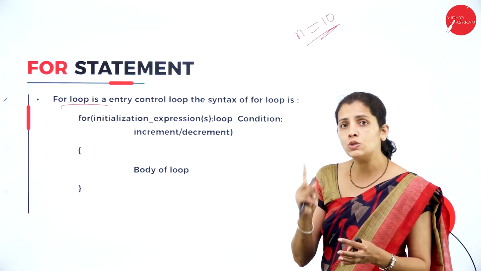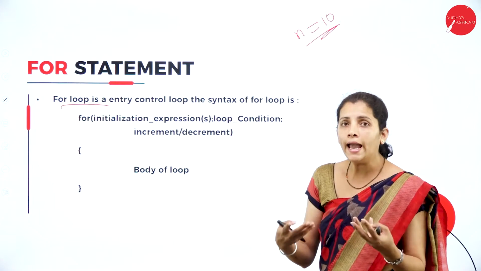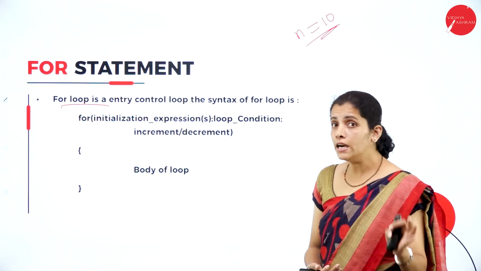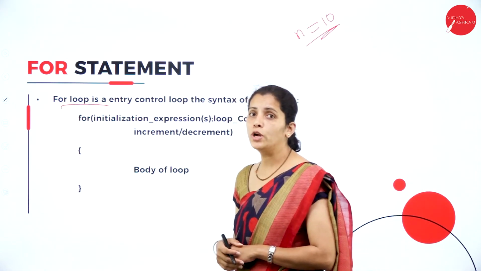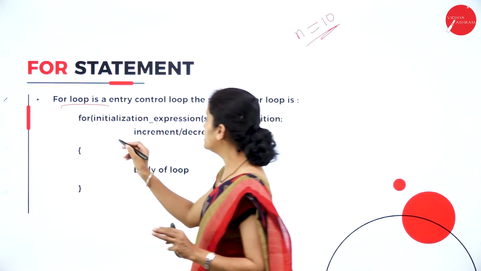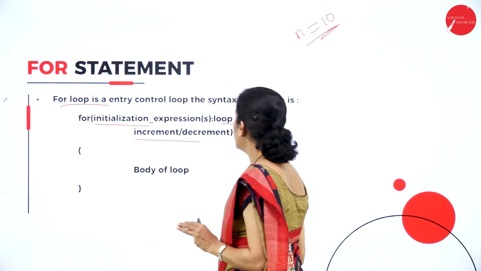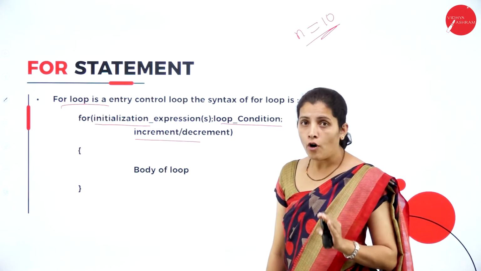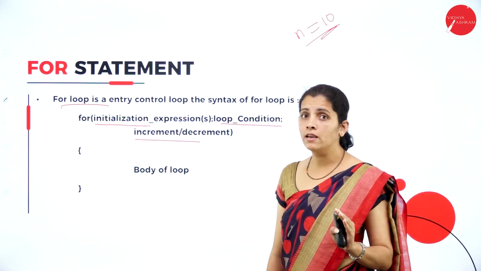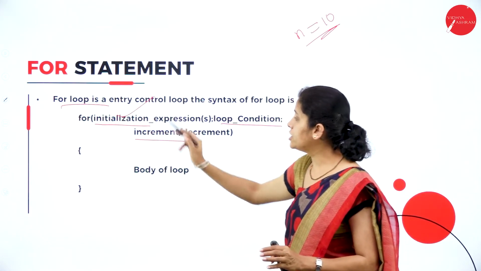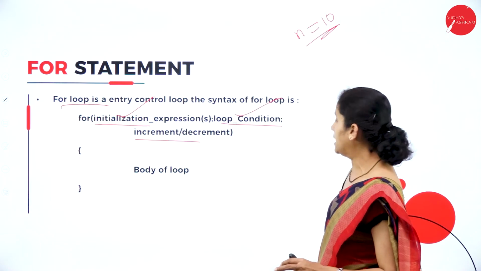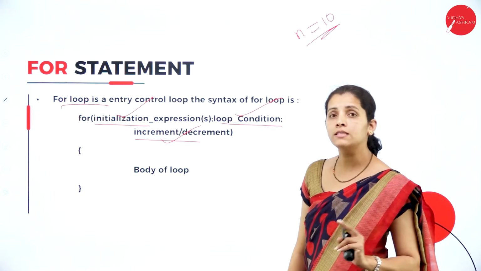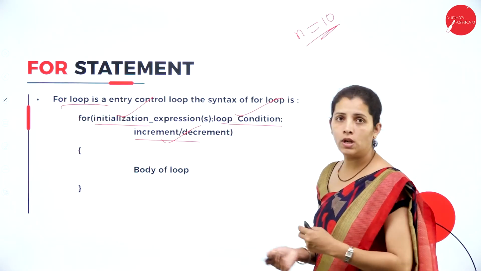If that condition is true, execute. Else, execute the rest of the statement. So, the for looping construct is going to have three parts: initialization, looping condition, as well as increment or decrement. I repeat, a for loop includes three parts: initialization, looping condition, and increment or decrement, and we separate them through semicolons.